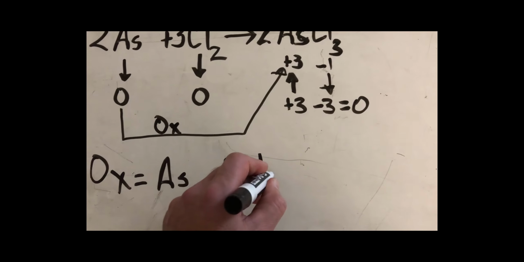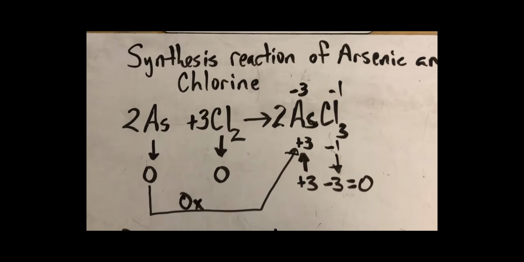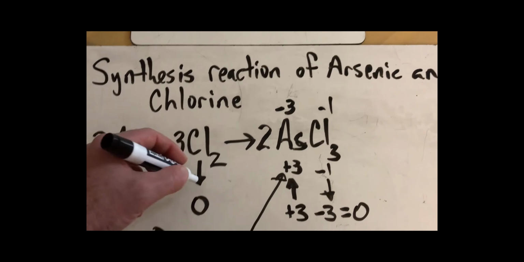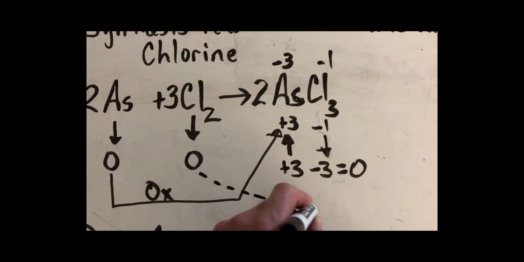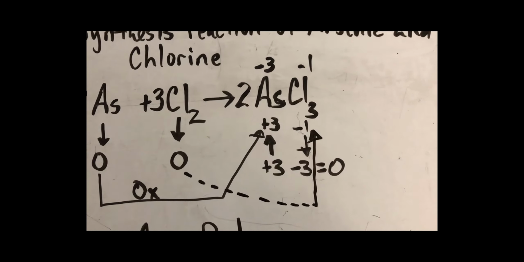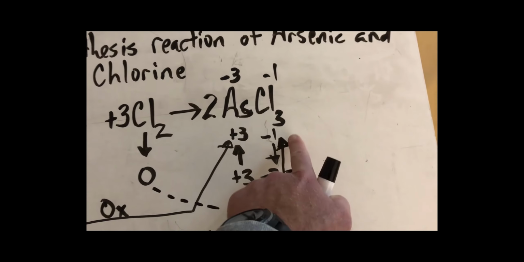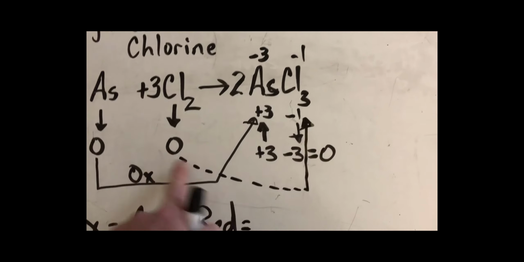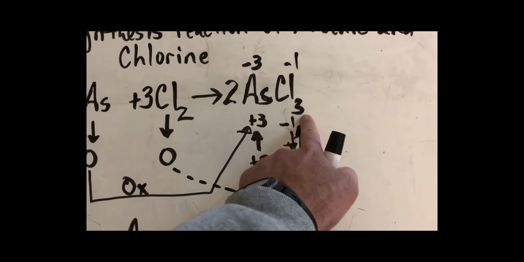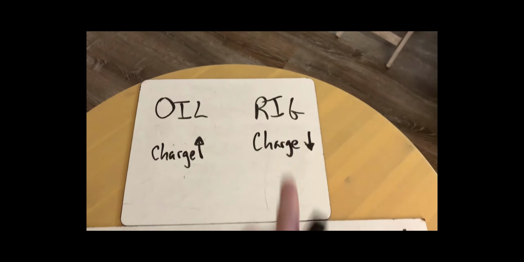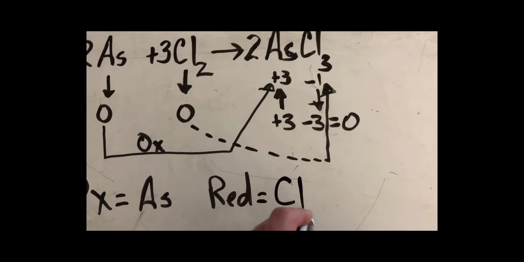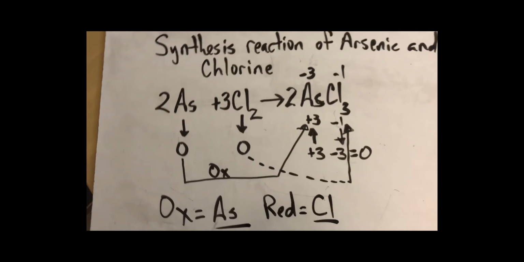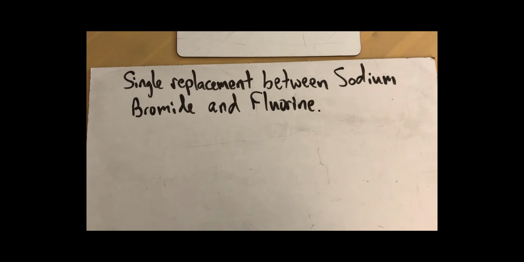Well, there has to be reduction for this to take place. And so what's going on with the chlorine? So if we take a look at the chlorine, I'll just use a dashed line here. It is going from a 0 charge to a negative charge. So on the number line, that means that its charge is going down. And if a charge is going down, that is reduction. So the chlorine is what is being reduced. Okay, there's one example. All right, here's our second example.